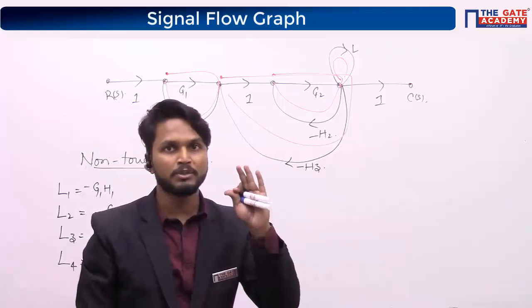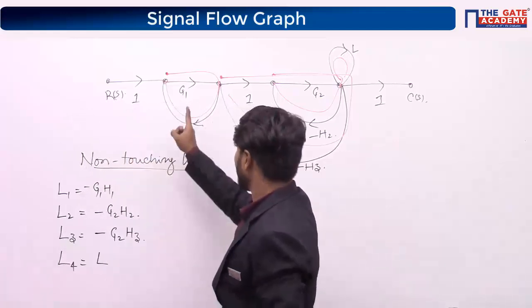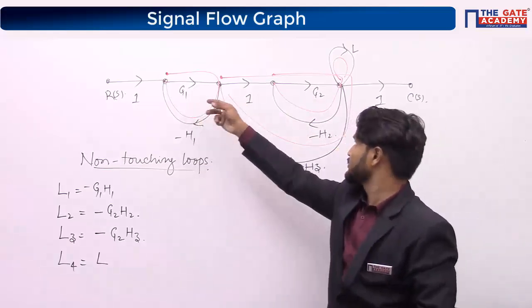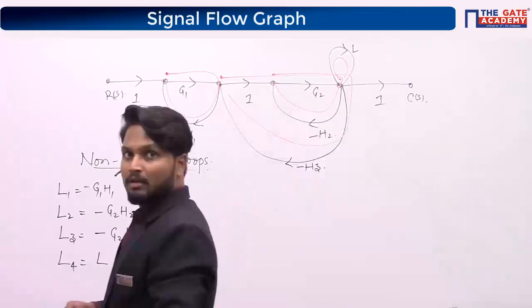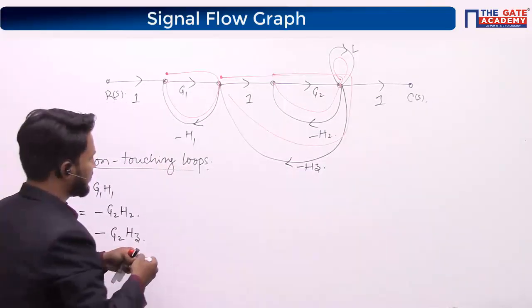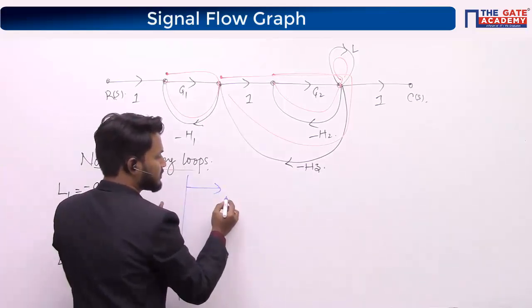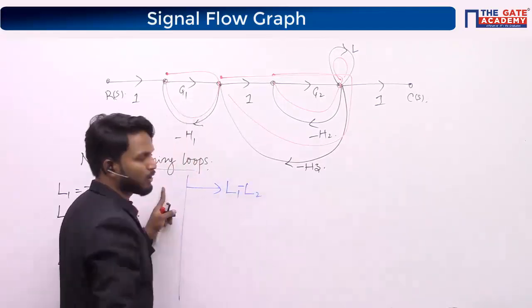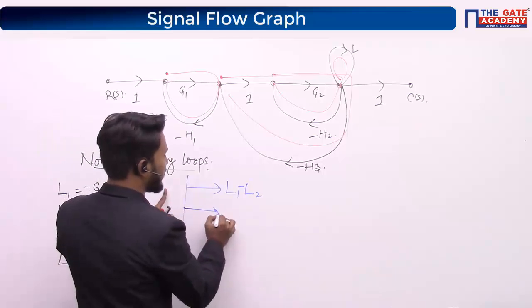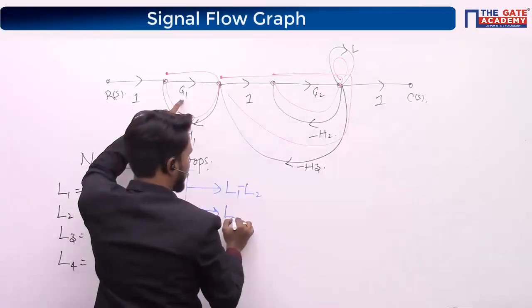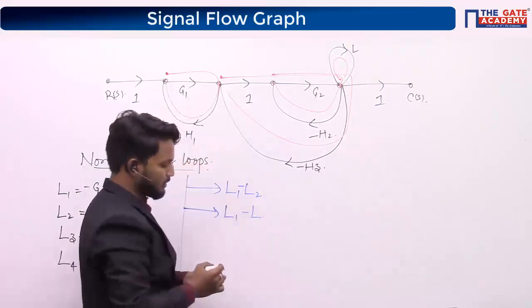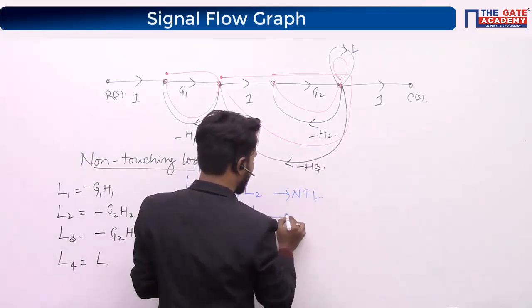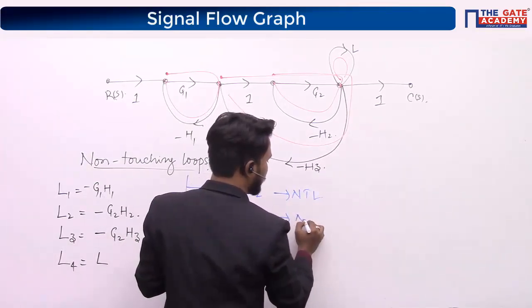So which loops are non-touching? L1 and L2, G1 minus H1, G2 minus H2, are they touching each other? No. Therefore, we will list out all the non-touching loops. The first pair of non-touching loops is L1, L2. L1 and L are also not touching each other. So L1 and L, and L2 and L, these are non-touching loops.